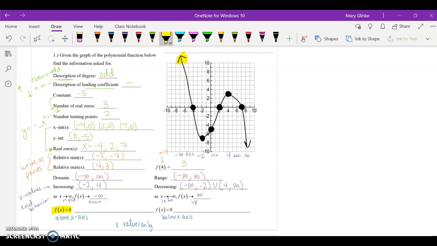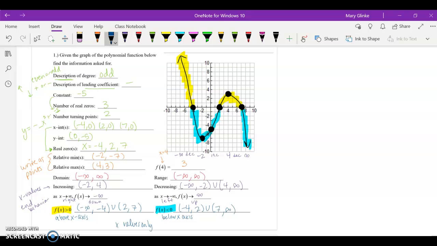So where's my graph above? It's going to be above up here and here. Where's my graph below? It's going to be below here and here. So it's above on the left to -4 for my x values, and then again from 2 to 7. And it's below from -4 to 2, and then again from 7 to +infinity.